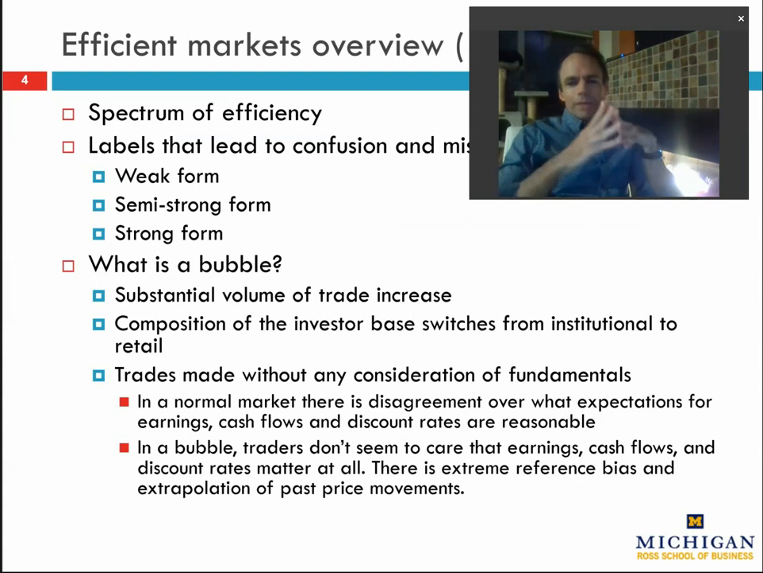I want you to think about market efficiency as a spectrum. Market efficiency is the idea that it's hard to earn abnormal returns. What's an abnormal return, you say? It is a return above what you would expect an investment to earn given its risk. We've covered the basic idea that each investment has a fair return given its risk.